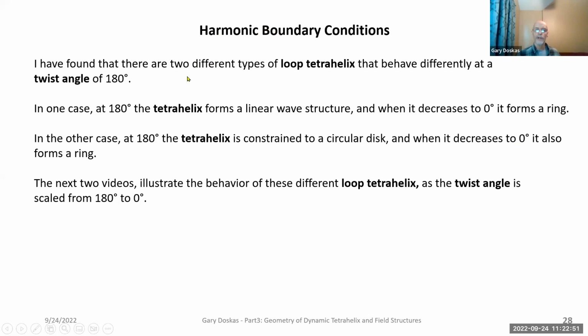This is a slide I just wanted to show, that I found 2 different types of loop tetrahelix that have different behavior when the twist angle is set to 180. In one case, at 180, the tetrahelix forms a linear wave structure, and when it decreases to 0, it forms a ring. In the other case, at 180, the tetrahelix is constrained to a circular disk, and then when it decreases to 0, it also forms a ring. So the next two videos are just going to illustrate these two different behaviors.